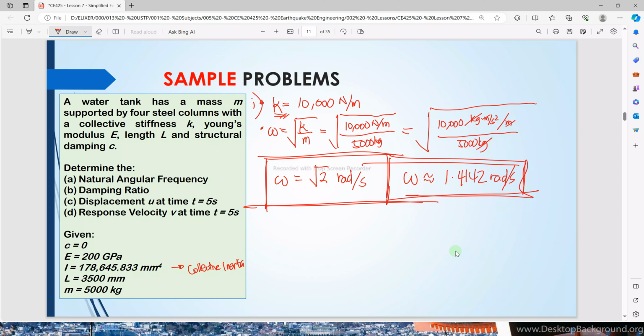Next is the damping ratio. The damping ratio psi is equal to C over 2m omega. But since here there is no damping, then our damping ratio is just equal to 0. What else? Displacement U.